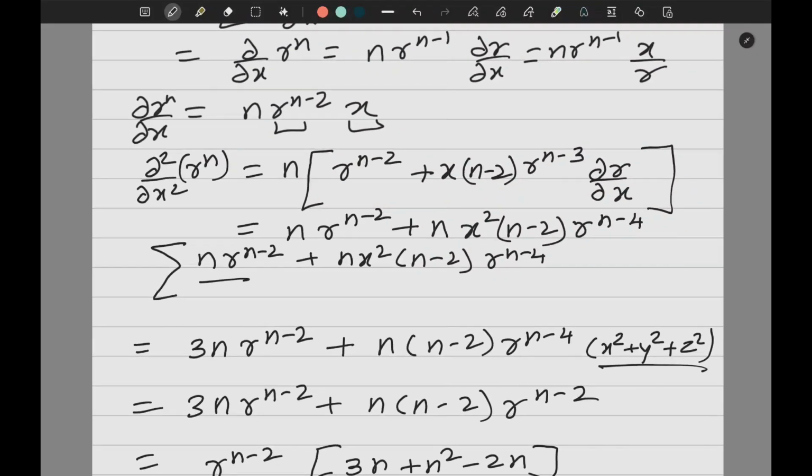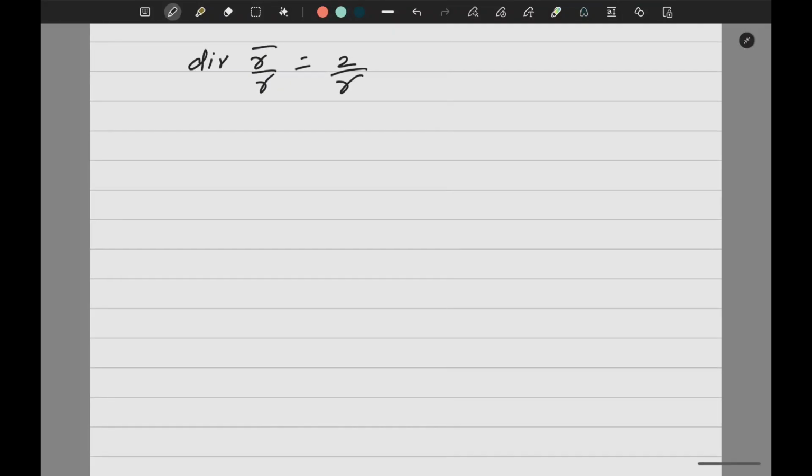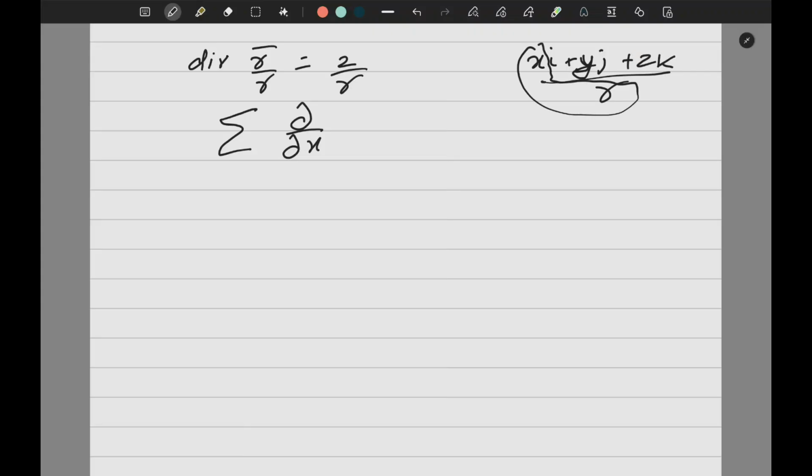Now let us do one more question. Now divergence of r bar upon r. I'll just give you a hint. It is an easy question only. So again, summation dou by dou x of, here coefficient of i will be what? The numerator r is xi plus yj plus zk upon r. So coefficient of i is what? X by r, right? So x by r I'll write, right?